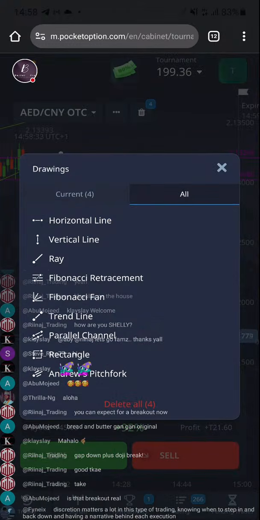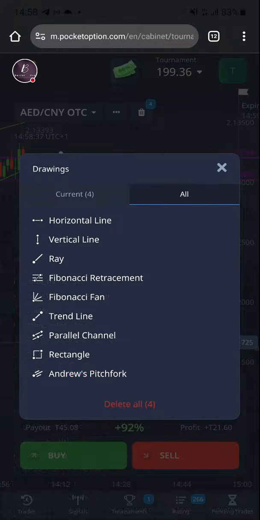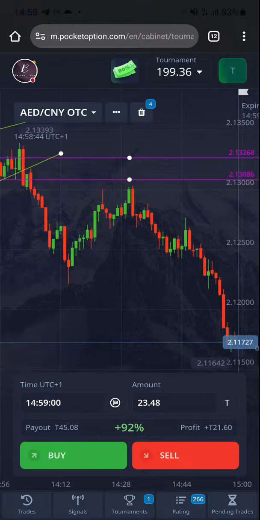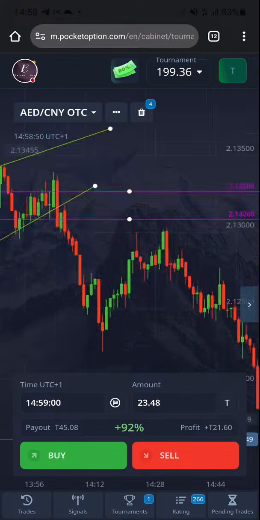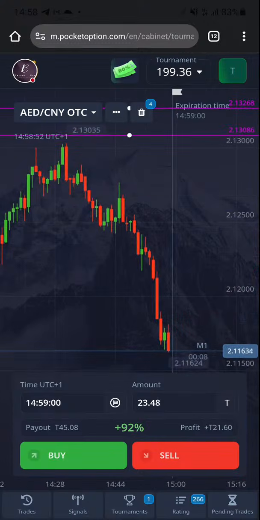Discretion matters a lot. Exactly. This type of trading, knowing when to step in. Exactly. You're very correct. Knowing when to step in matters. You understand? And see, knowing when to step in comes with experience. It comes with a lot of knowledge. You have to combine a lot of knowledge to be able to take your trades.